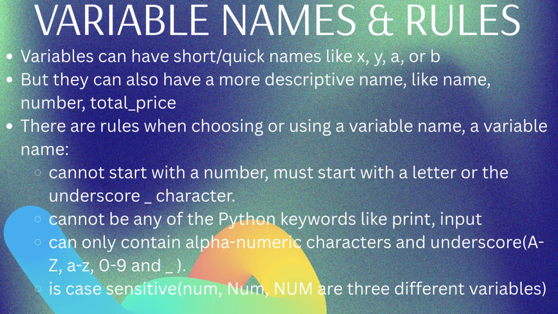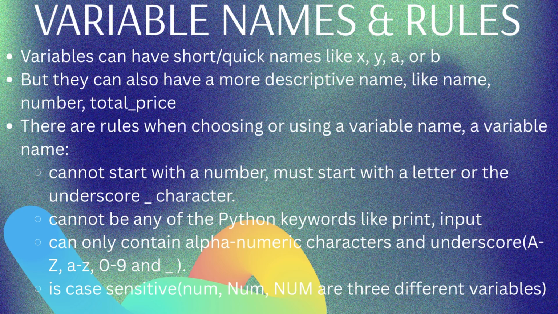Now, like I said before, we're going to go through the rules for choosing your variable name. Variables can have short or quick names like X, Y, A, or B, like we've done before. But they can have more descriptive names like name for a name, number for number, total price for total price, age for age, and that actually makes them more understandable for you so that you know what is inside a variable, you know what it's for.